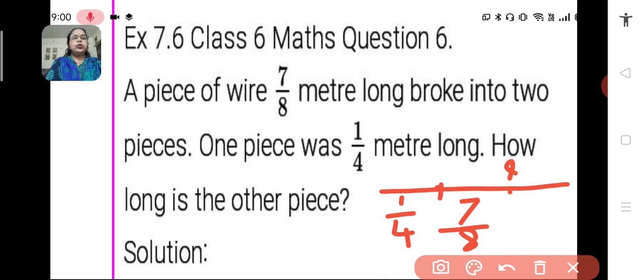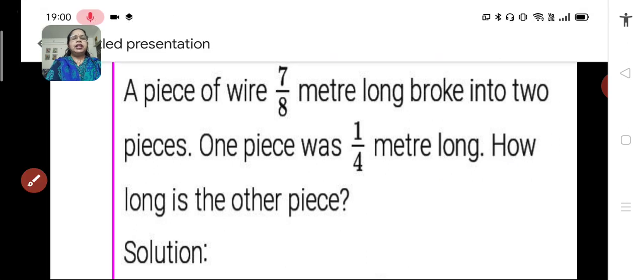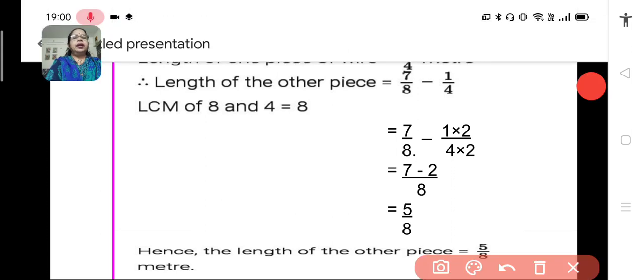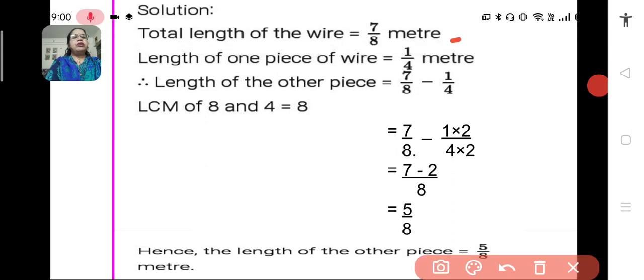So, we subtract this fraction from this fraction to get the length of the remaining piece. So, let us see how we do this. The total length of the wire is 7 upon 8 meter, and the length of the piece of wire which broke is 1 upon 4 meter. So, what will be the length of the other piece? It will be 7 upon 8 minus 1 upon 4. Now, what is the LCM of 8 and 4?